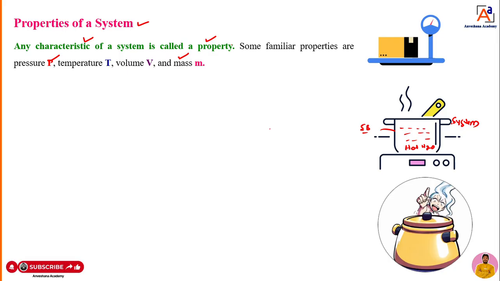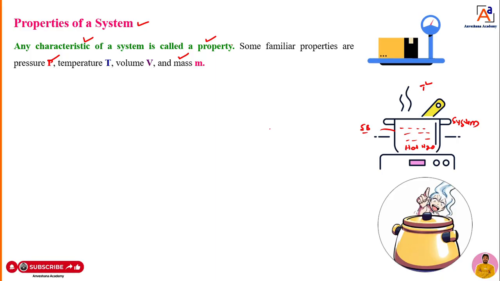Then that system has some properties in itself. What are the properties now? When I say it is hot water, definitely there is a temperature. If the hot water has temperature, that means it is going to have some amount of heat inside it. That heat can be represented with the help of temperature. That means temperature is also one characteristic.